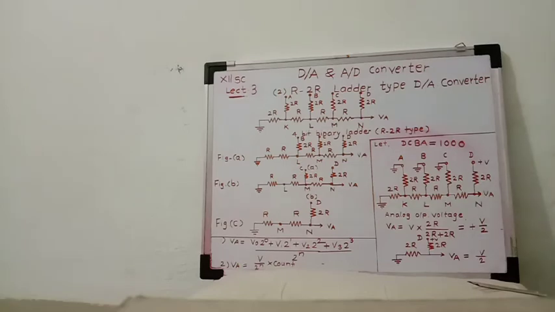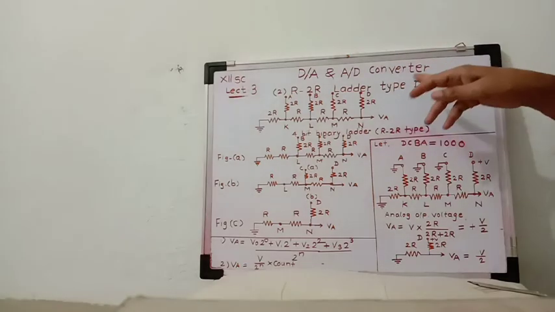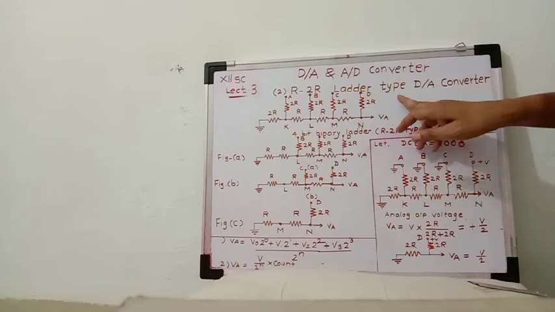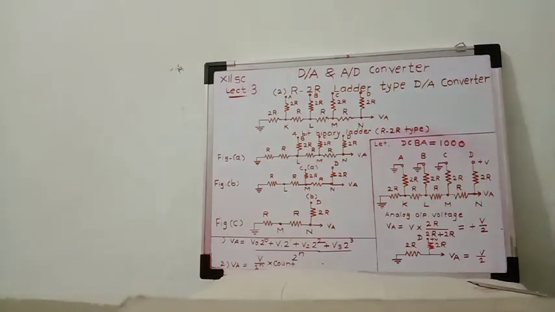Now let us study another type of digital to analog converter, that is the R-2R ladder type digital to analog converter. This digital to analog converter is also called a binary ladder.